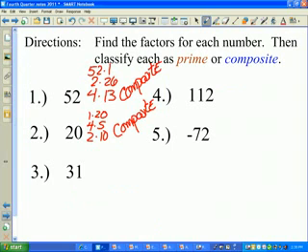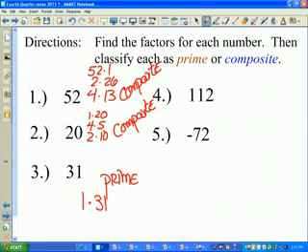So how about number 3, 31? And I know I'm kind of going through this quickly, but if you want to pause, you can pause it and try to work these out. So for 31, this would be considered prime. And the reason why it's prime is because only 1 times 31 will give me a product of 31. There's no other numbers other than 1 and itself that can multiply to give me 31.